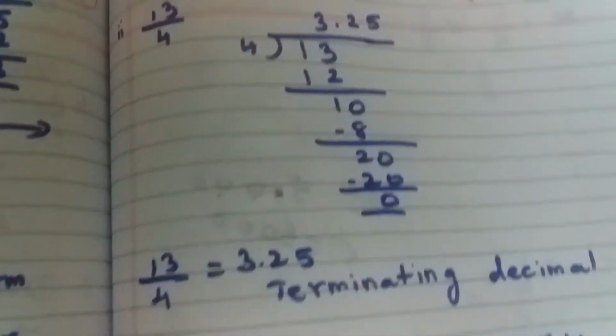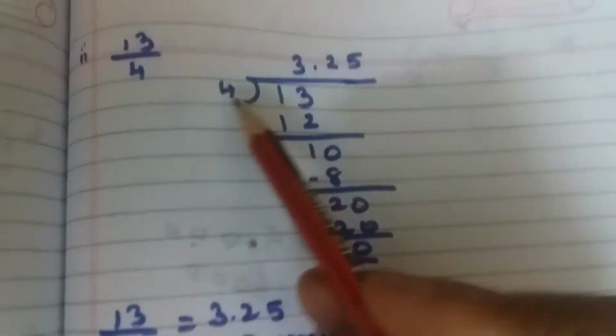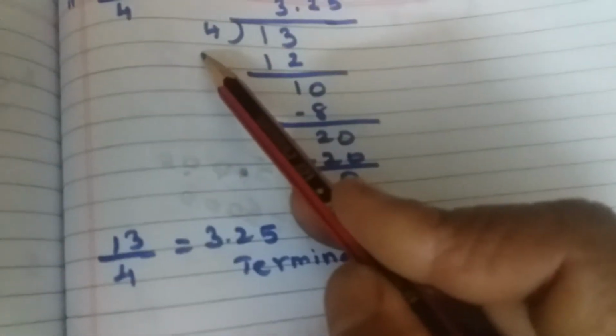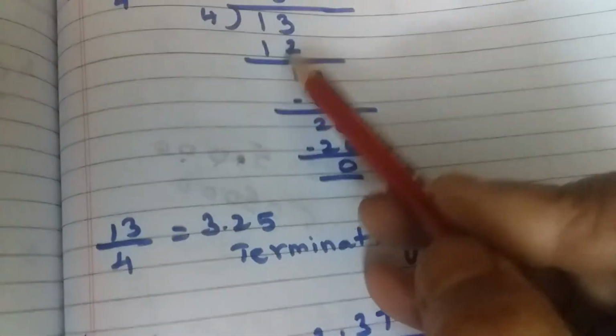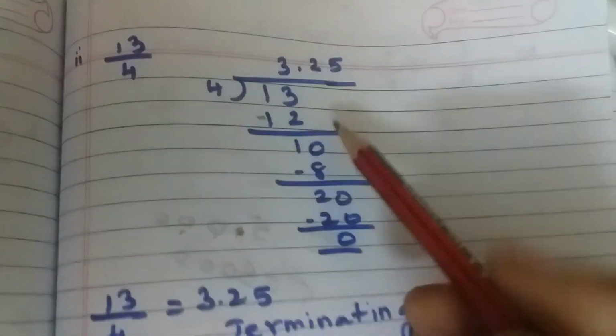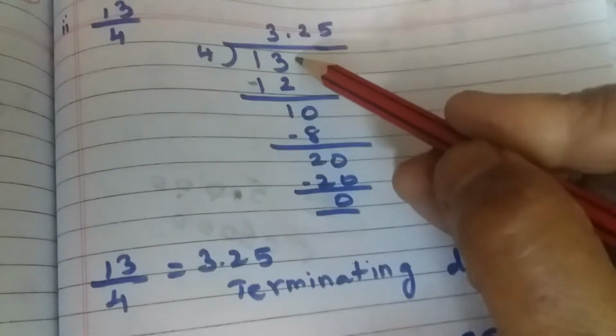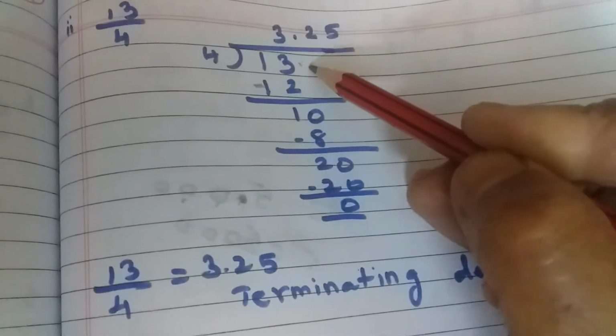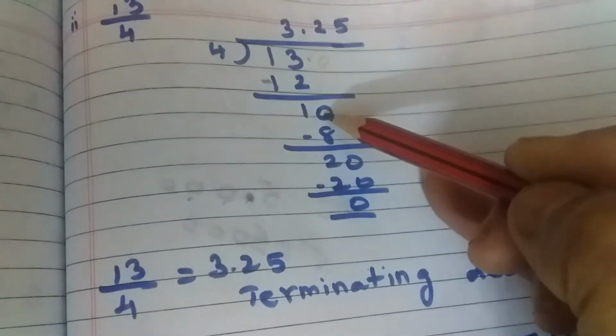Okay. And the next sum in this is 13 by 4. That is 13 inside, 4 outside. So divide, 3 4s are 12. 13 minus 12, the remainder is 1. Now we have to bring down the next number. There is no next number. So what do we do? It is like 13.0 after keeping a point. So we put 0.